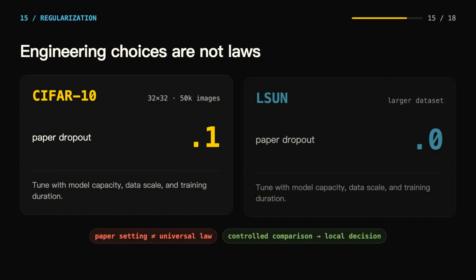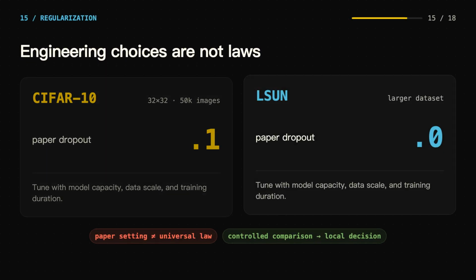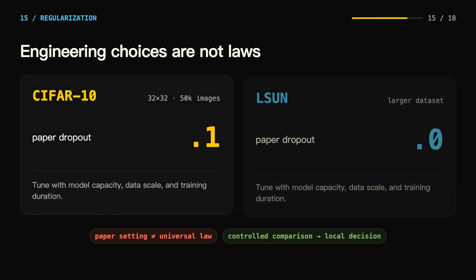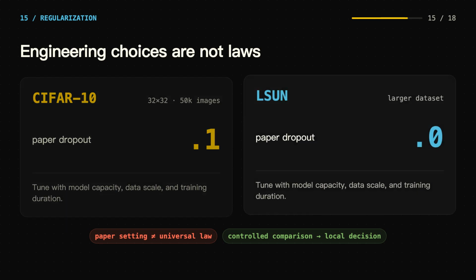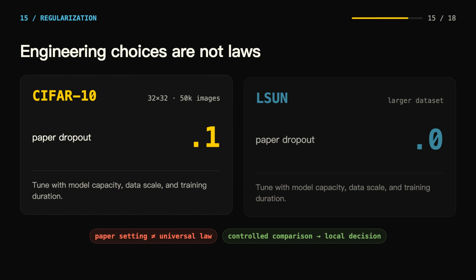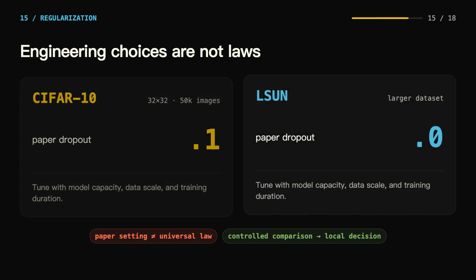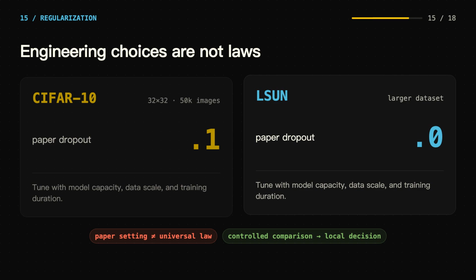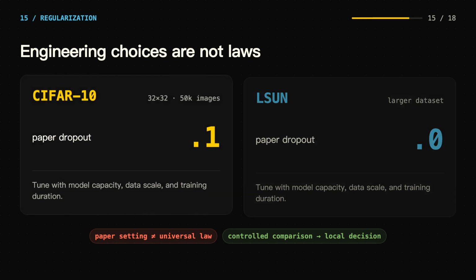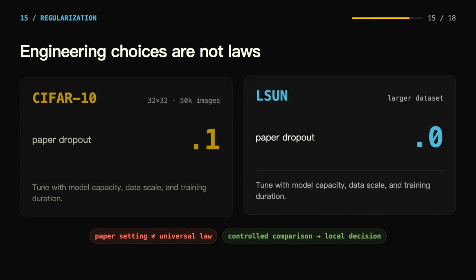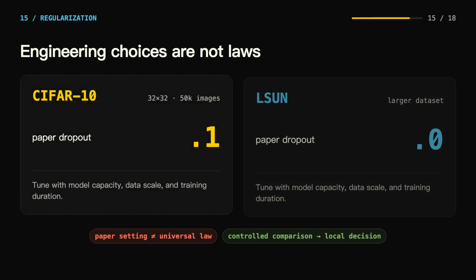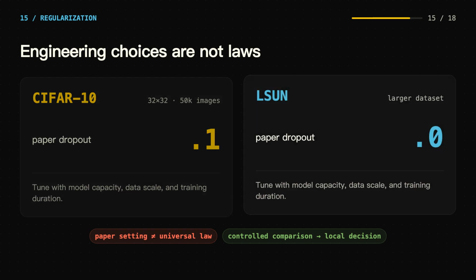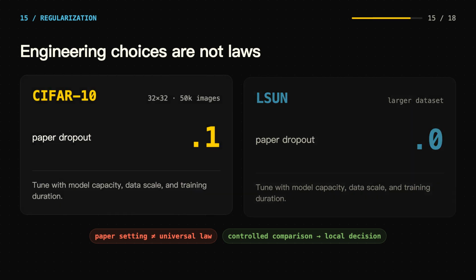The paper uses dropout 0.1 for CIFAR-10 and sets dropout to 0 on the larger LSUN datasets. Tutorials often turn this into a fixed recipe, but it is only a hyperparameter tuned together with dataset size, model capacity, and training duration. EMA decay, gradient clipping threshold, attention resolution, and reverse variance are engineering choices of the same kind. The derivation tells us what each variable means. Experiments tell us which combination works for a particular dataset and model scale. Copying the paper settings is a sensible starting point. It is not a substitute for control comparisons in your own system.